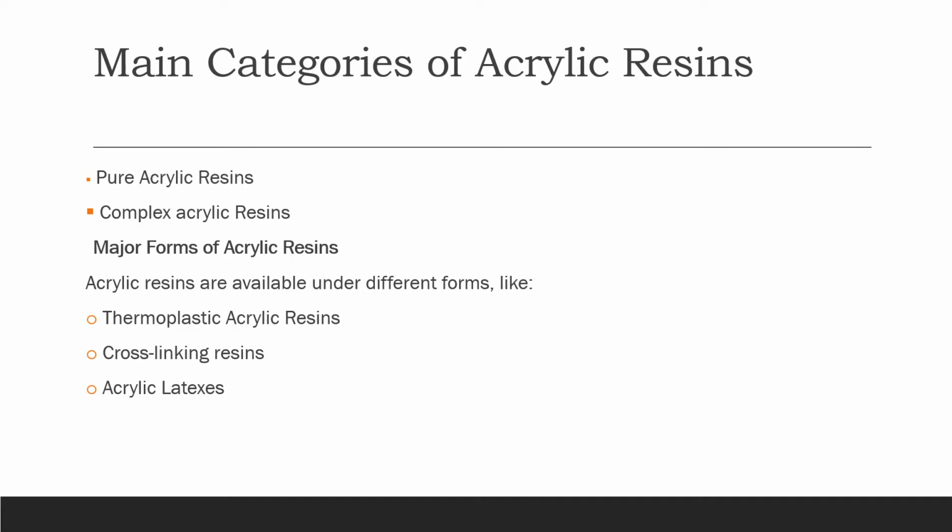In order to obtain some properties or to reduce its cost, monomers can be imported into acrylic polymers, which depends on the kind of monomers and other chemicals you can add in the acrylic monomer chain to reduce the cost and optimize some other properties. So these kinds of monomers, generally we'll discuss as the complex acrylic resins.